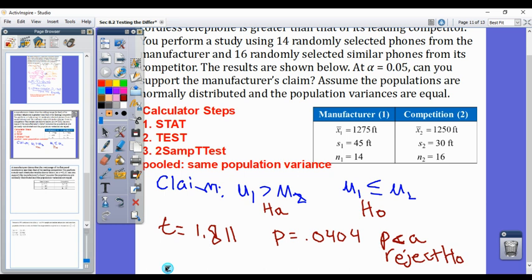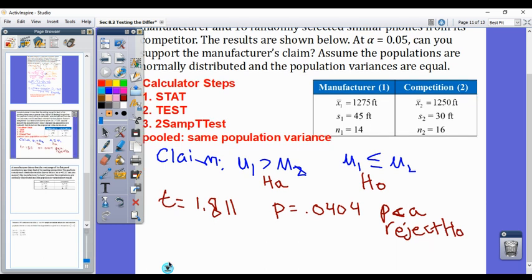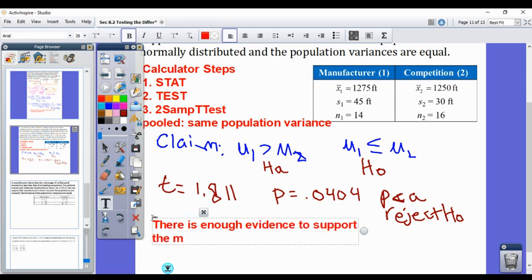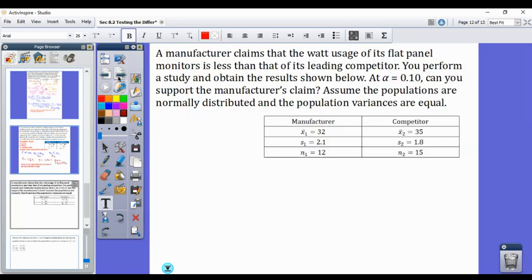Okay, so I can write my sentence now. So there is enough evidence to support the manufacturer's claim. Okay. And you can get more specific with this as well. All right, let's do another one. I want you to try this one. Okay, so it's very similar to what we've just done.